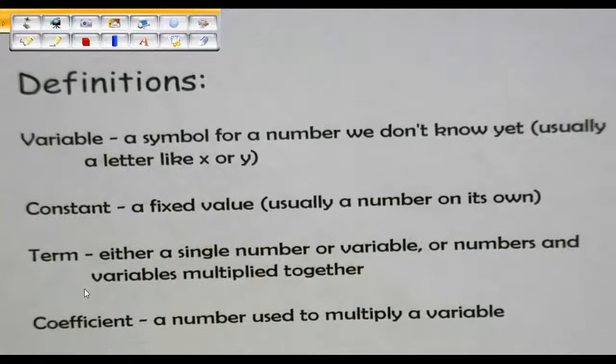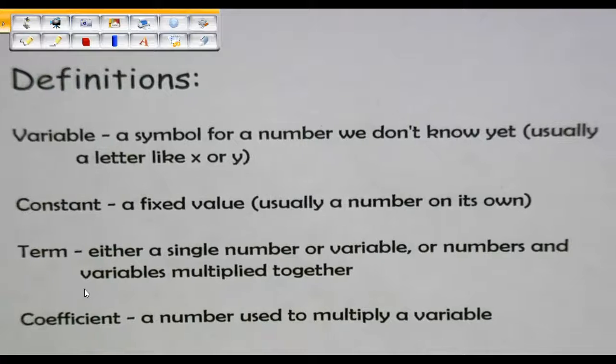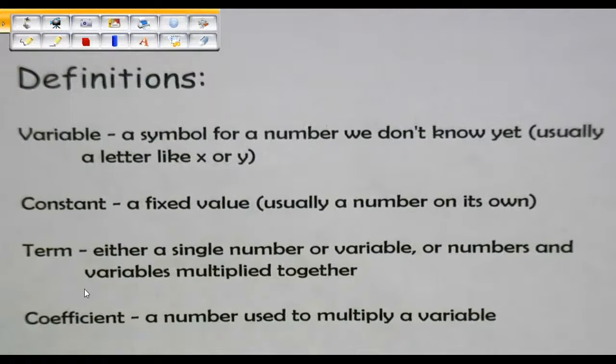These are your definitions. So go ahead and again, pause this and get them copied down. A variable is a symbol for a number we don't know yet. Usually it's a letter like X or Y. Those are the most common ones that we see. A constant is a fixed value, usually a number on its own. A term is either a single number or variable or numbers and variables multiplied together. And then we have a coefficient, which is a number used to multiply a variable.